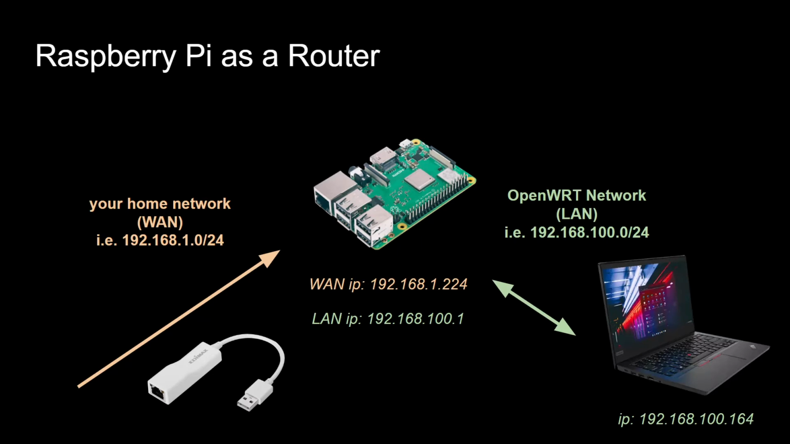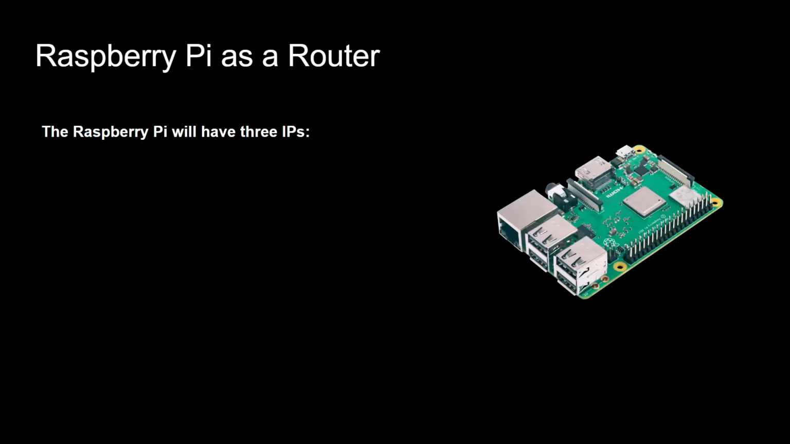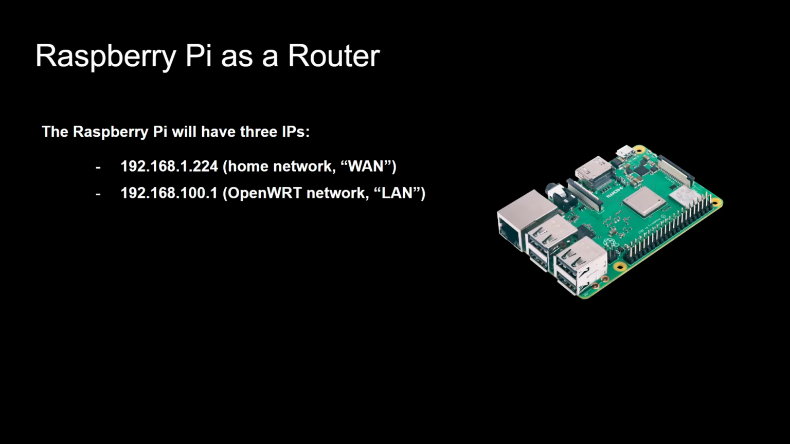Finally, the Raspberry Pi will have a third interface which will have traffic pass through both WAN and LAN. This will be the VPN interface. Clients connected to our OpenVPN server on EC2 will be able to reach the OpenWRT network in green through the LAN interface. So in summary, the Raspberry Pi will have three IPs. The first one being the Wide Area Network or WAN. The next one would be the LAN. And then the VPN interface connected to OpenVPN.